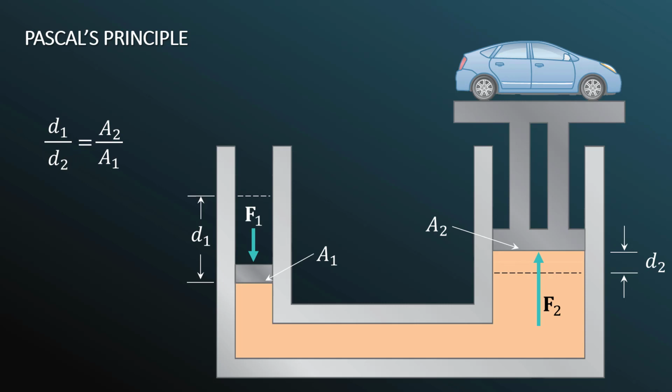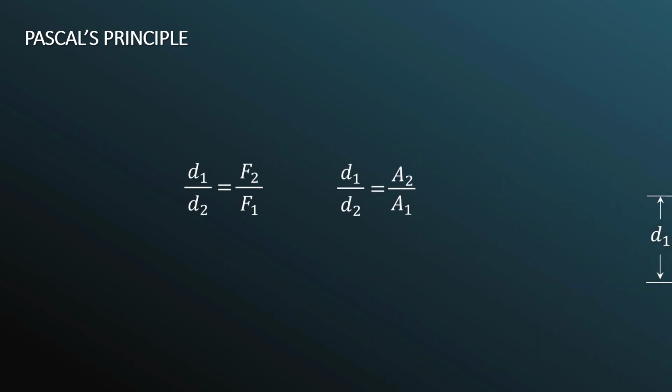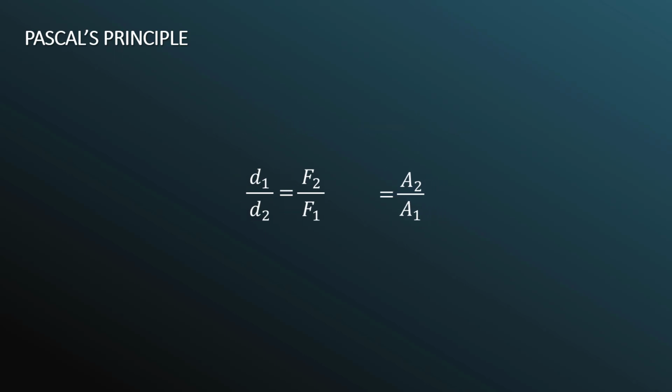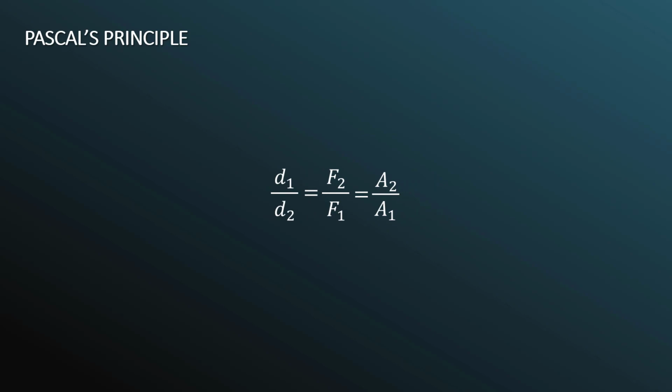So now, bringing back the first equation, we have our two equations. The first one derived from energy conservation, the second one derived from mass conservation with the assumption that our fluid is incompressible. Now we see that the left-hand side of both of these equations is the ratio of d1 over d2. So we can rewrite this as such, which means that F2 over F1 equals A2 over A1. And we'll focus on this here.